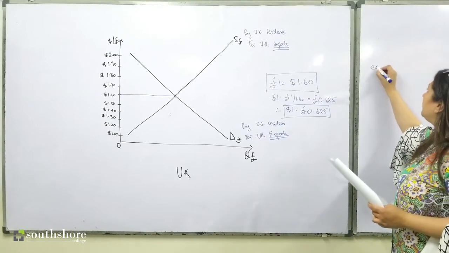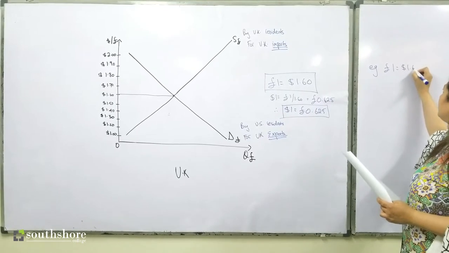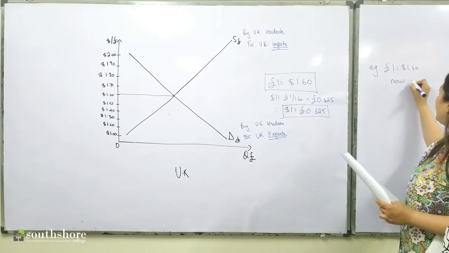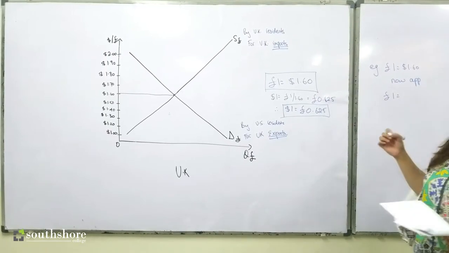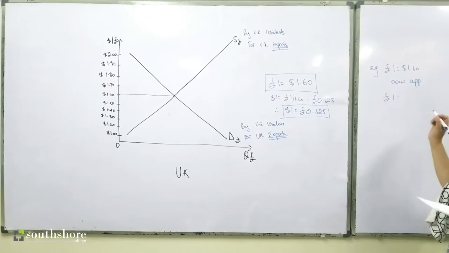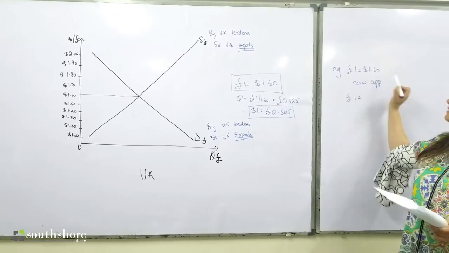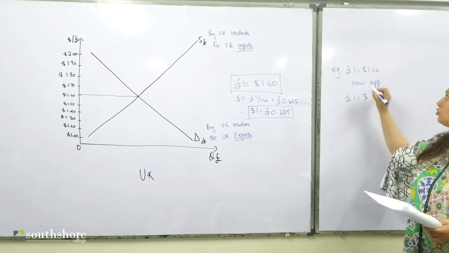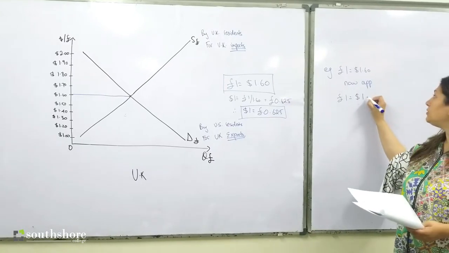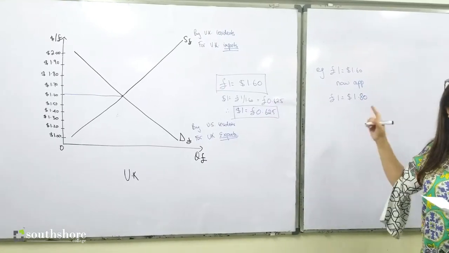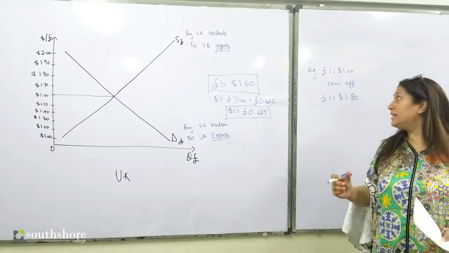For example, the first example we have is we've been working with these numbers. £1 is equal to $1.60. Now, if appreciation has taken place, what can you tell me? How much will £1 be worth? This is what I need you to understand before I give you the answer. If the pound is getting stronger, or we say the pound has appreciated, what number should I put over here to show you that the pound is getting stronger? Well, the example I can use is 1.80. Per pound, I'm able to get more US dollars now. So in that case, we say the pound has appreciated.